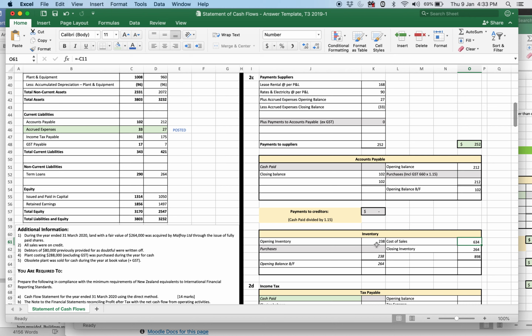So if that's what we started with, that's what we ended with, and that's how much we sold, the difference must be how much we purchased. Once again, this has to balance. So that figure there will be that figure less these other two figures. That'll give us the difference.